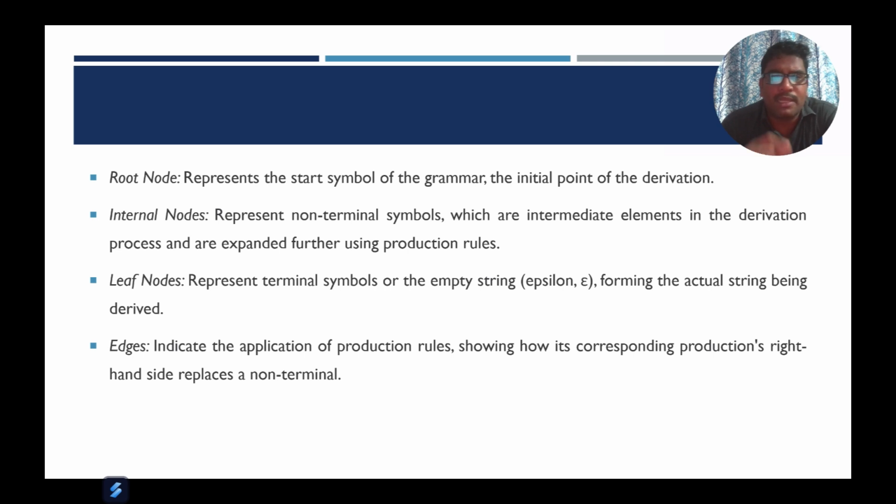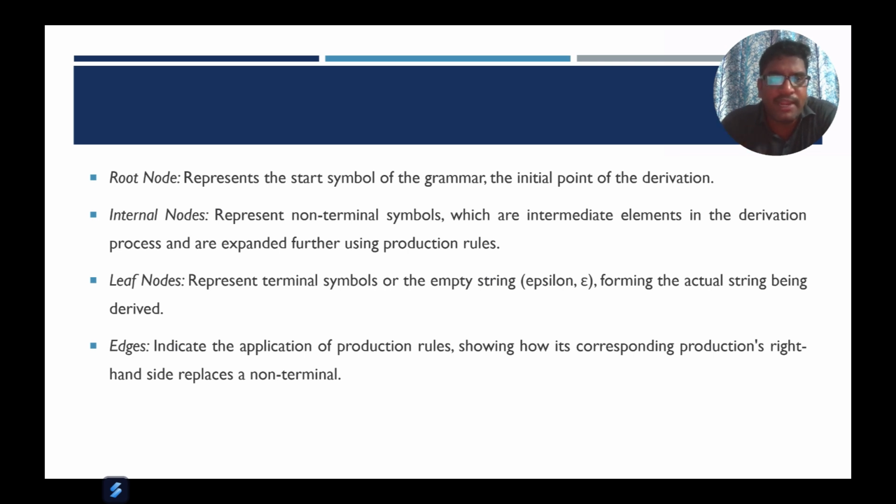An internal node represents a non-terminal symbol, which is an intermediate element in the derivation process and is expanded further using production rules. By substituting the sequence of productions, the internal node will be extended. A leaf node represents a terminal symbol or the empty string, that is epsilon, forming the actual string being derived. That is, the leaf node contains the terminal or epsilon. It gives us the meaningful sentence.